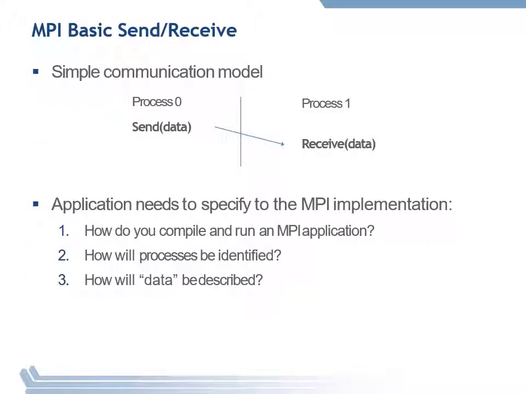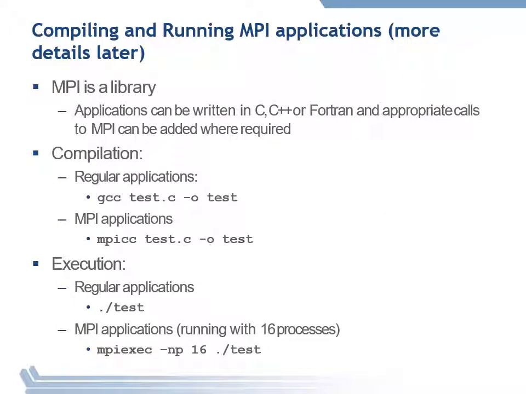So this is a simple communication model, as you can see that the application needs to specify. So there are three questions in here. How do you compile an MPI application? How will data be described? How will the process be identified? So compiling and running MPI applications.